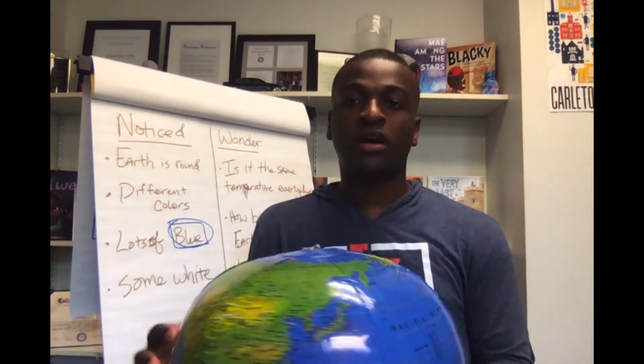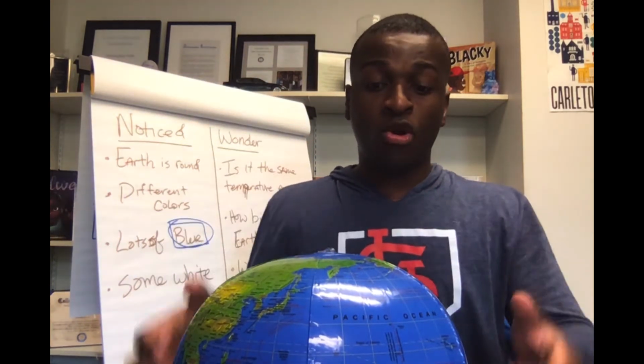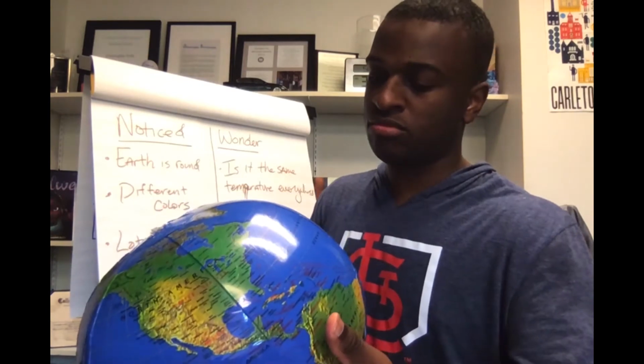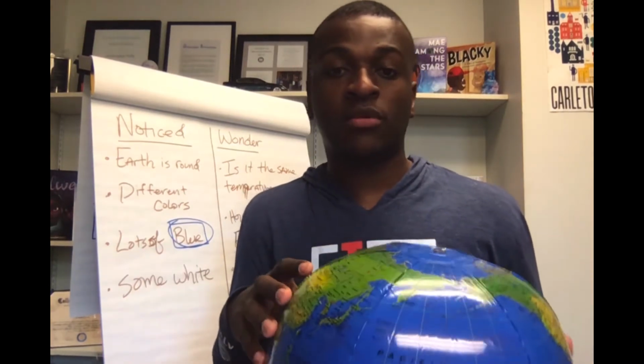This game is called Under My Thumb. Can I see your thumbs? Let me see your thumbs. Under my thumbs. What I'm going to do is take the globe and throw it in the air. And wherever my right thumb falls, we're going to take a moment to name if it is land, if it's water, if it's solid, if it's liquid, and we're going to keep track of our answers. You feel like we can do that?